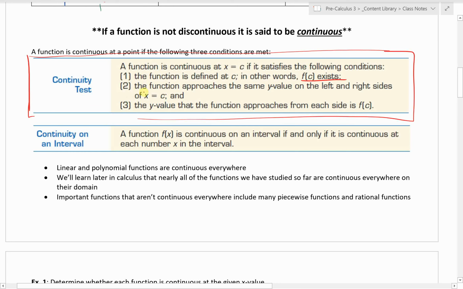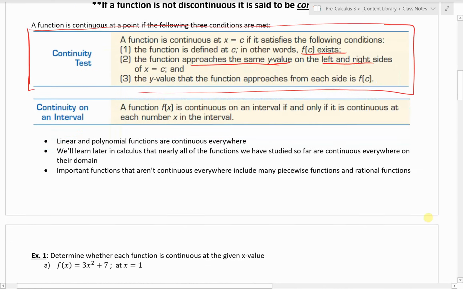The second criterion is the function approaches the same y value on the left side and on the right side. Okay, approaches the same value on the left and the right. This is heading toward limits, which we'll talk about later. We might even come back to this discussion on continuity later in the year. We may or may not get around to it, but that's going to be a key idea here, this idea that it's approaching the same y value on the left side and the right side. We'll talk about that in the examples. And then also that the y value that the function is approaching from part 2 is equal to the function value from part 1. So this approaching value is equal to this function value.